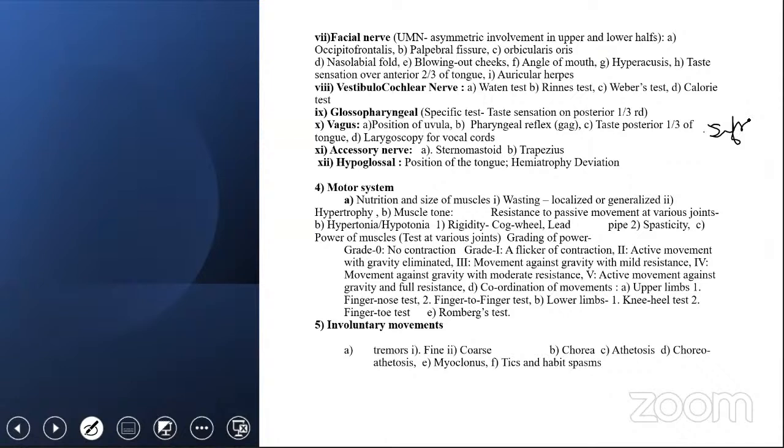contraction, 1 flicker of contraction, 2 active movement with gravity eliminated, 3 movement against gravity, mild resistance, movement against gravity with moderate resistance is 4, and active movement against gravity and full resistance is 5. So then you do the coordination of the movements. Upper limbs you do finger to finger test, lower limbs knee heel, and finger to nose test and Romberg's test.